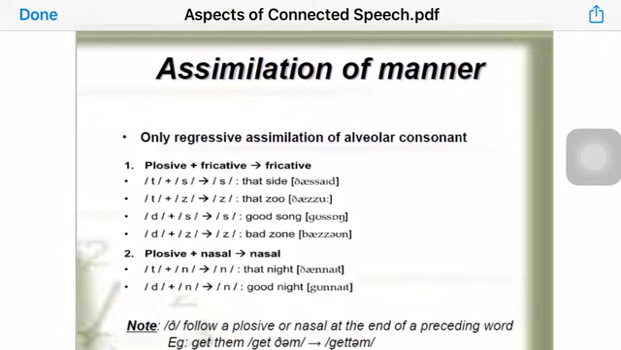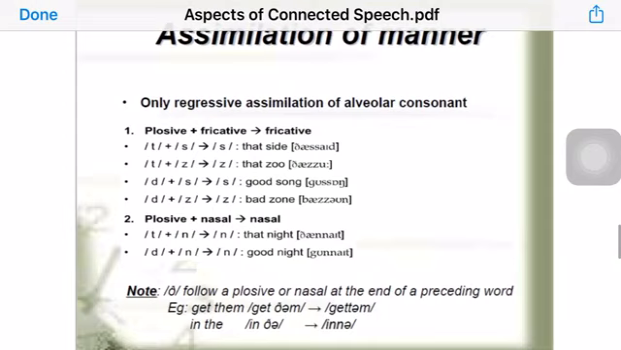Regressive means that the direction of change moves backward from the second sound back to the first one. And it takes place only when we have alveolar consonants. Alveolar means the consonant sounds that we pronounce with the alveolar ridge. So for example, we have plosive plus fricative. In this case, the assimilation process will make the plosive a fricative as well. So for example, we have t, which is a plosive, and s, which is a fricative.